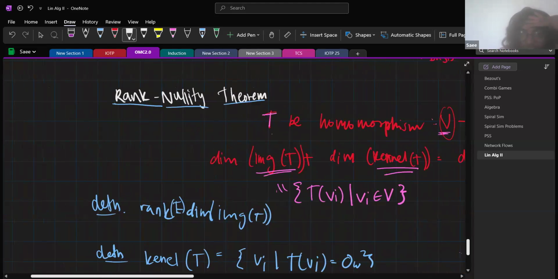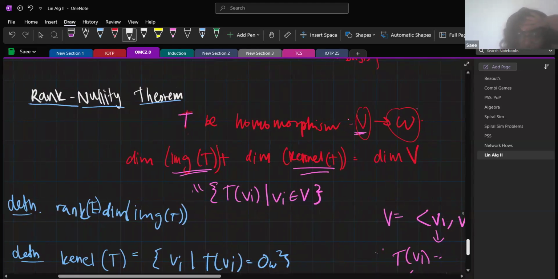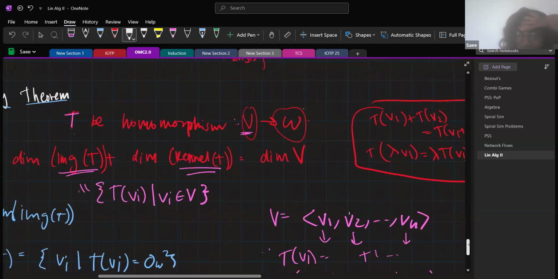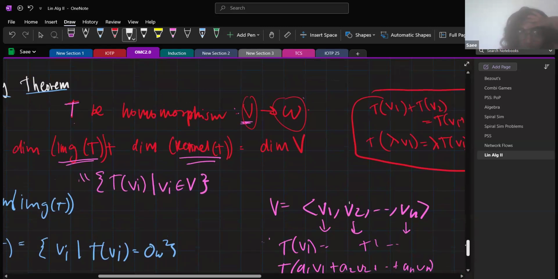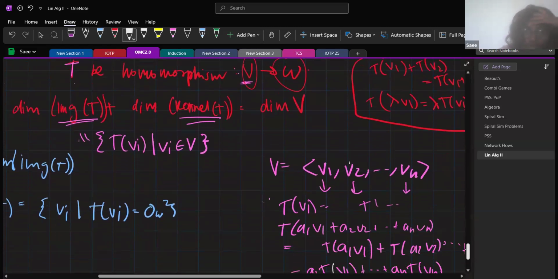Okay. Anyways, so now what were we talking about? Yes, wherever all these basis vectors go completely defines the linear map. Okay. So now what do we want to do? We want to show that the dimension of the image of T plus the dimension of the kernel of T is the same as the dimension of V.